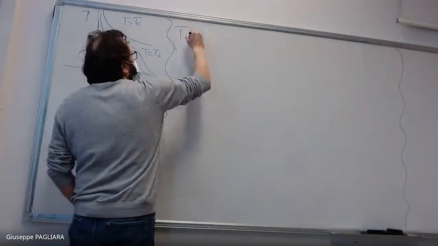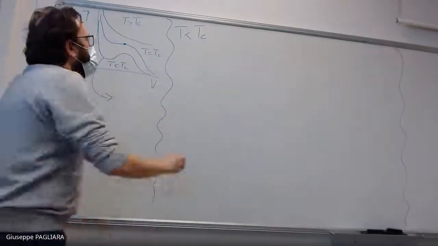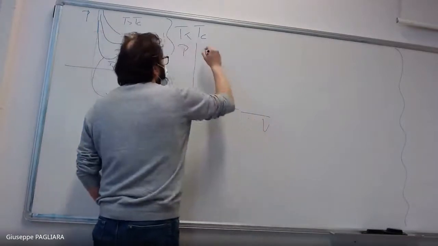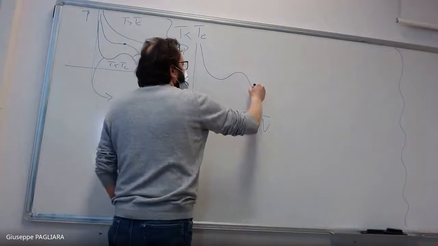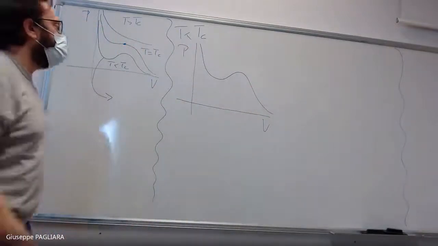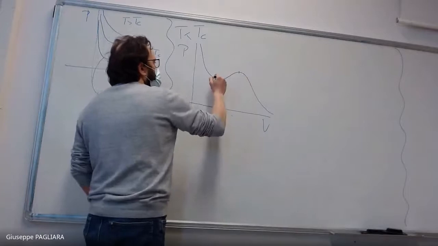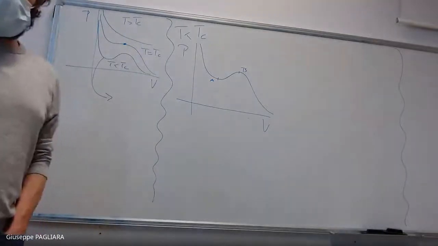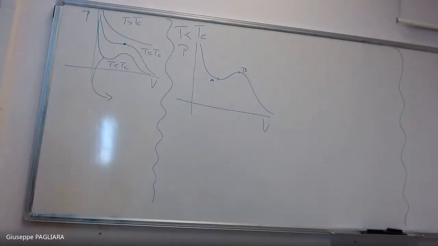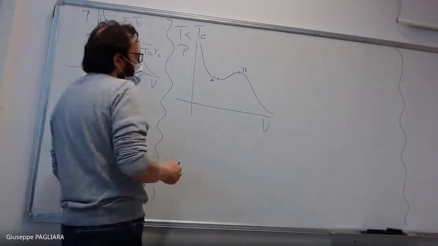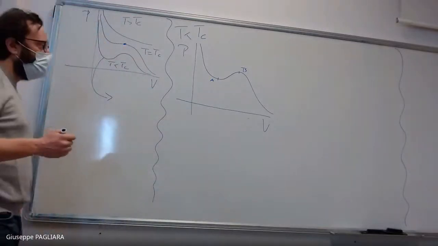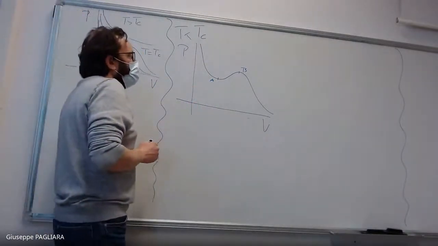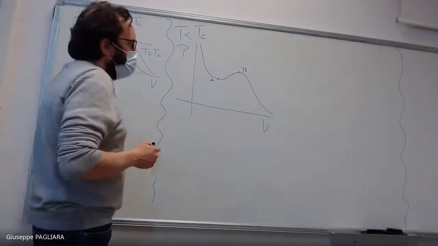So the case T less than Tc, and we were saying that once we have the PV diagram, there were 2 points, I don't remember now the name we gave, A and B, in which the system is unstable with respect to mechanical perturbations, because the isothermal compressibility is negative.